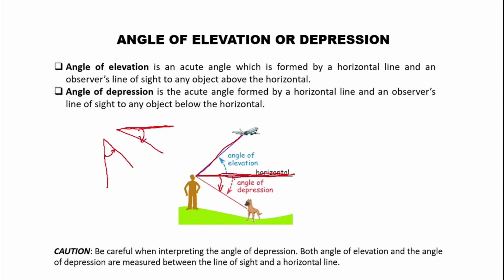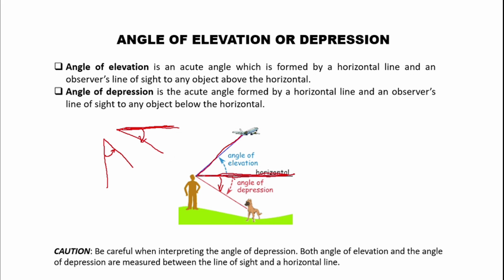So the point of reference is the horizontal line. That is angle of elevation and depression. So take note, the point of reference is the horizontal line. So be careful when interpreting the angle of depression because both angles of elevation or depression are measured between the line of sight and the horizontal line.